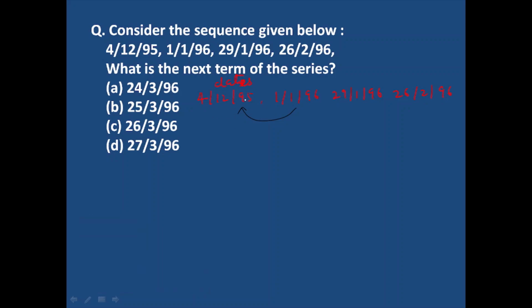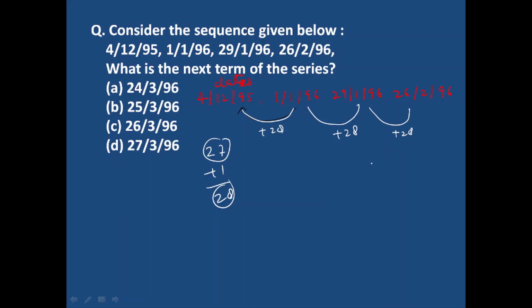Basically, 95 is not a leap year, and the 12th month of 95 consists of 31 days. Then 4 days are left. So it will be 27 days, and here plus 1. It means 28 days, so the difference is plus 28. Now this will also be plus 28, and the next date will also be plus 28.